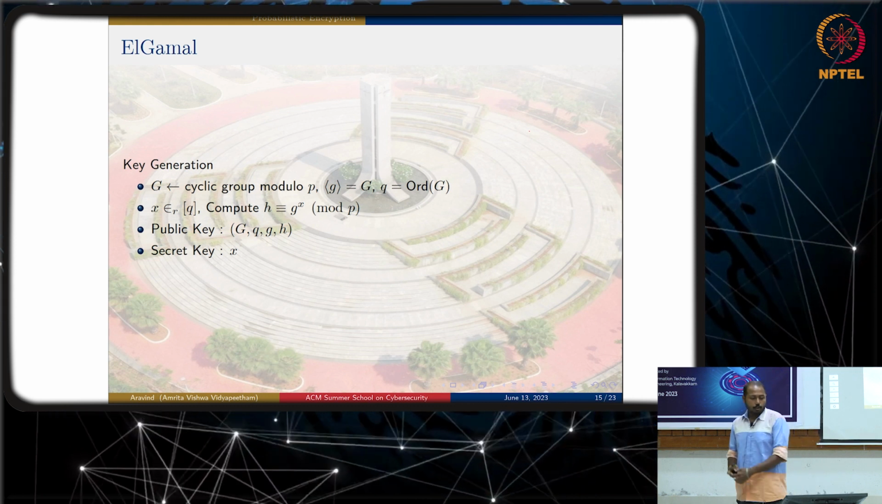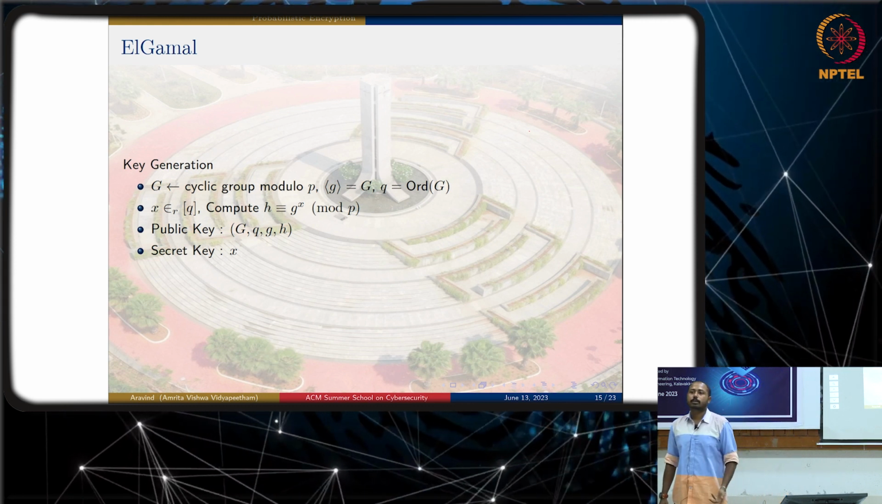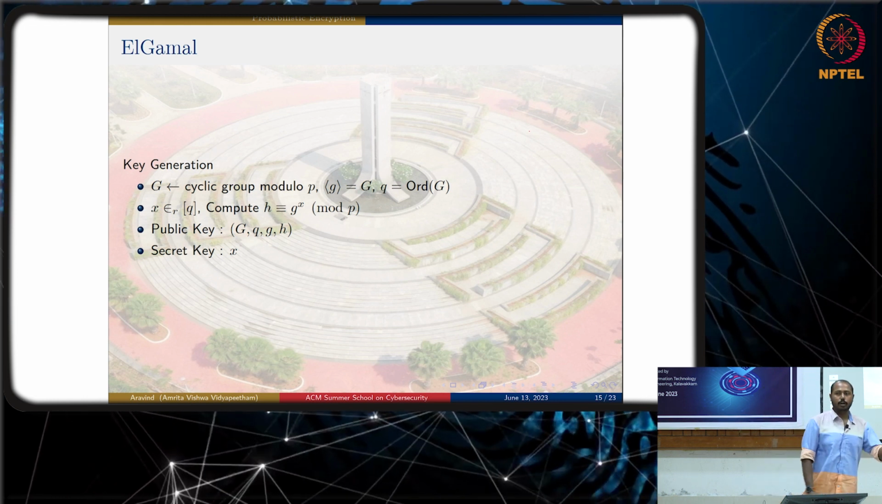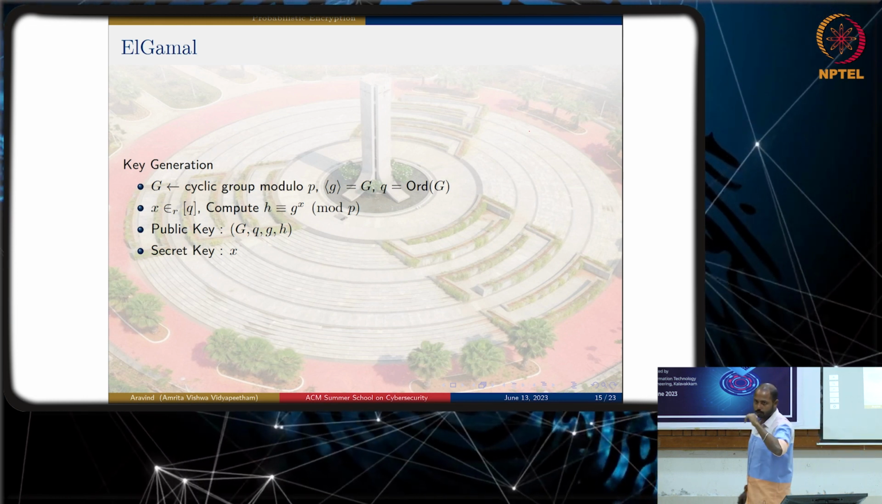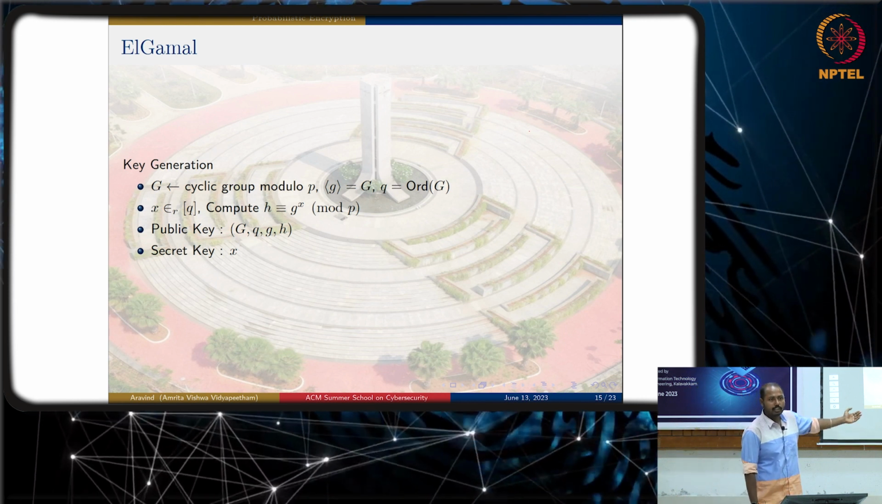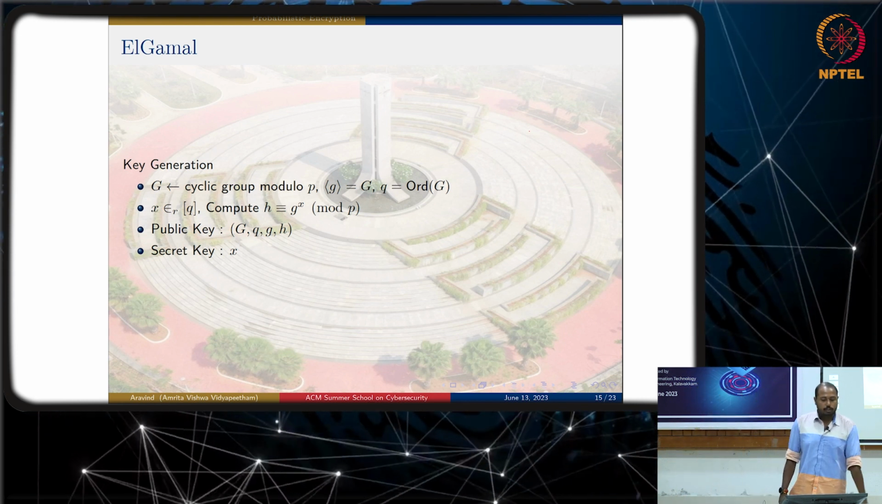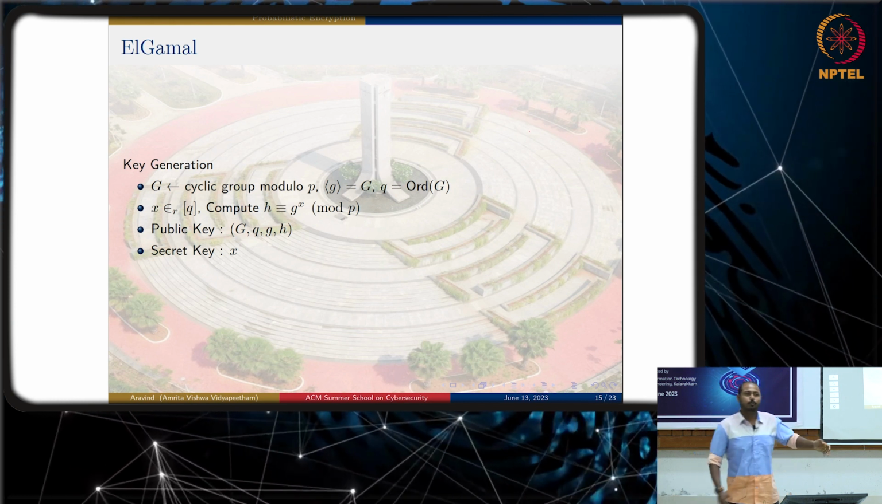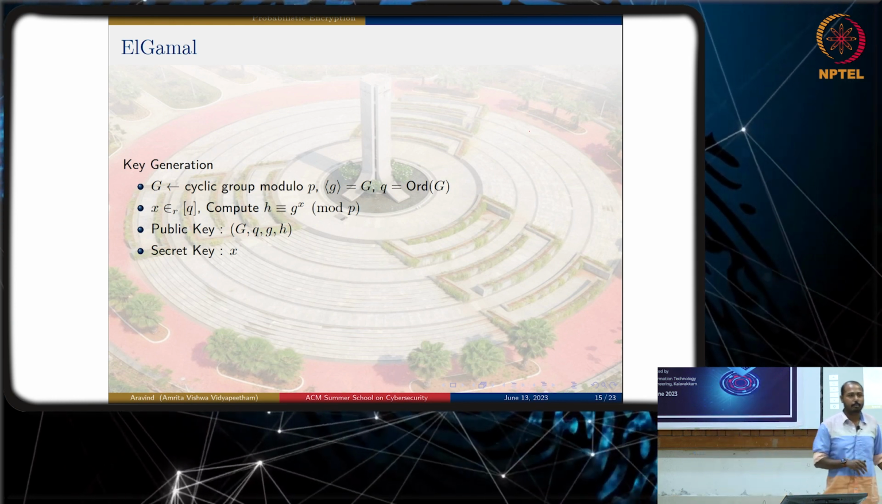So now we do something called ElGamal encryption, which is a derivative of Diffie-Hellman. ElGamal is somebody who worked with Diffie and Hellman. So the thing with ElGamal is, see, what is the difference between encryption and a key agreement?